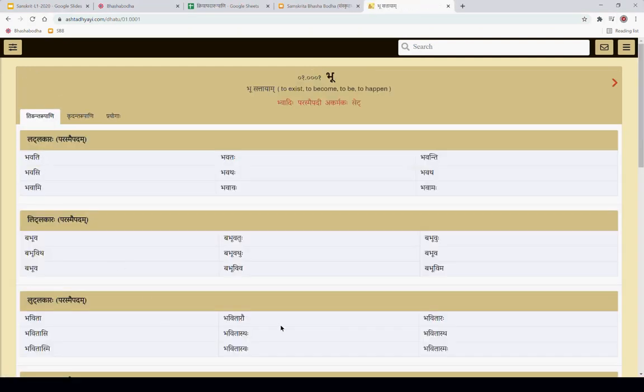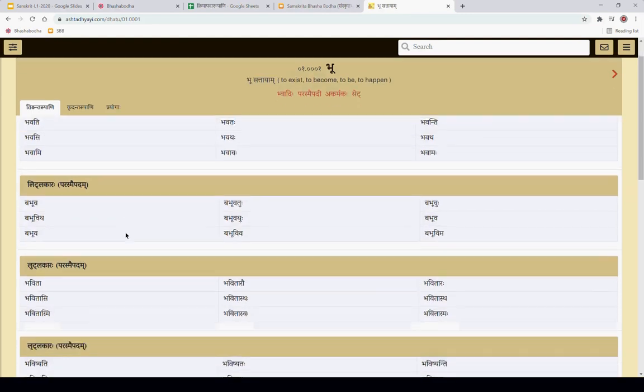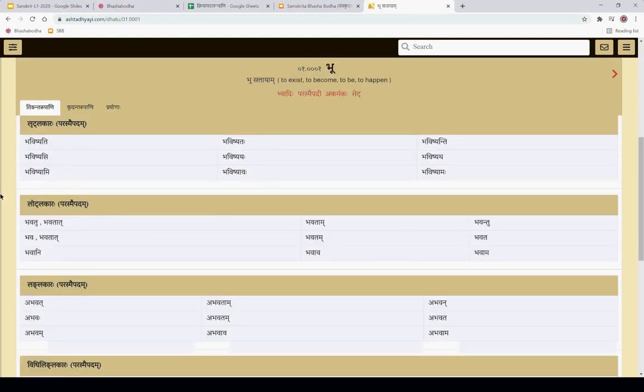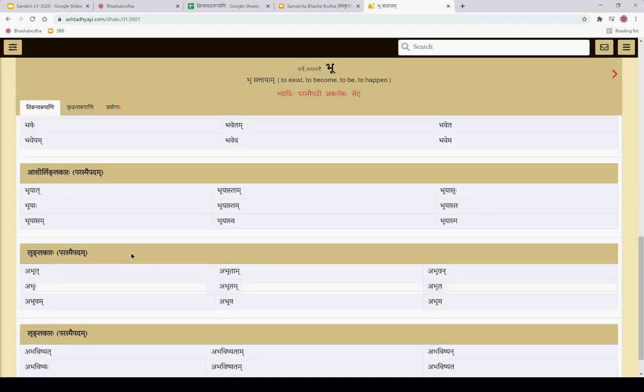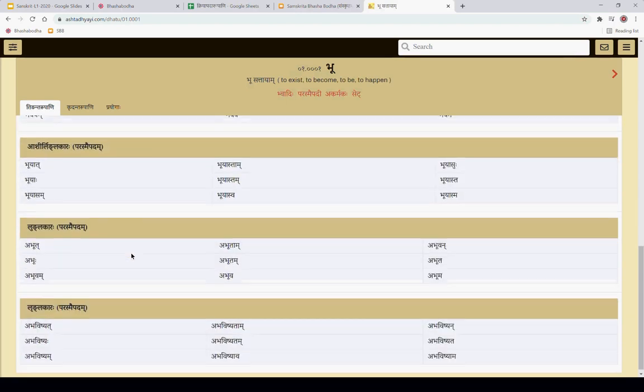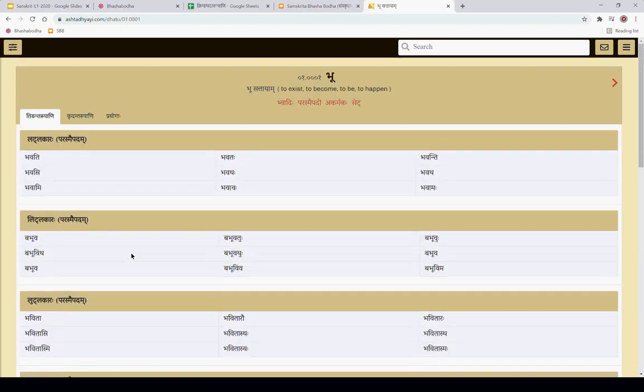So if you click on Bhu, you see all the forms here, like Bhavati, Bhavatah, Bhavanti, etc. This is Vartamana, Lat Lakara forms. And then if you scroll down, there is Lot Lakara form. So Bhavatu, Bhavatam, Bhavantu, Bhava, Bhavatam, Bhavata, Bhavani, Bhavava, Bhavama. So all the 10 Lakara forms are there, which is very helpful.